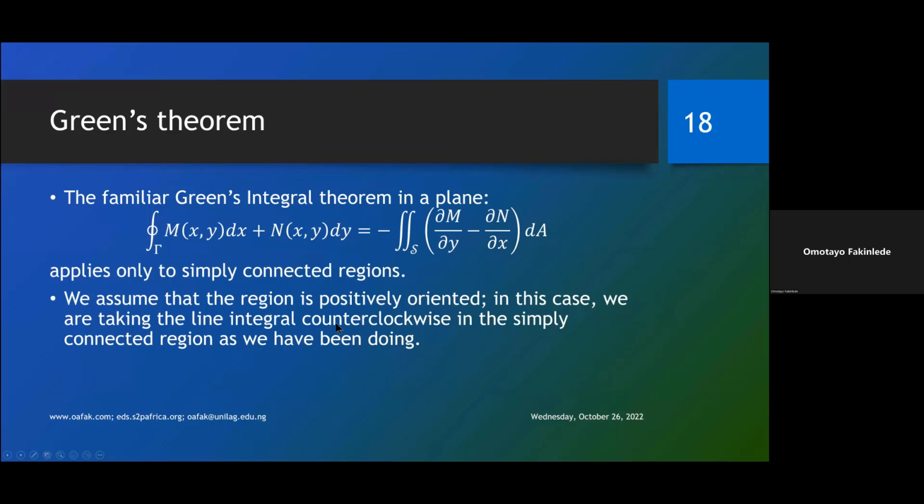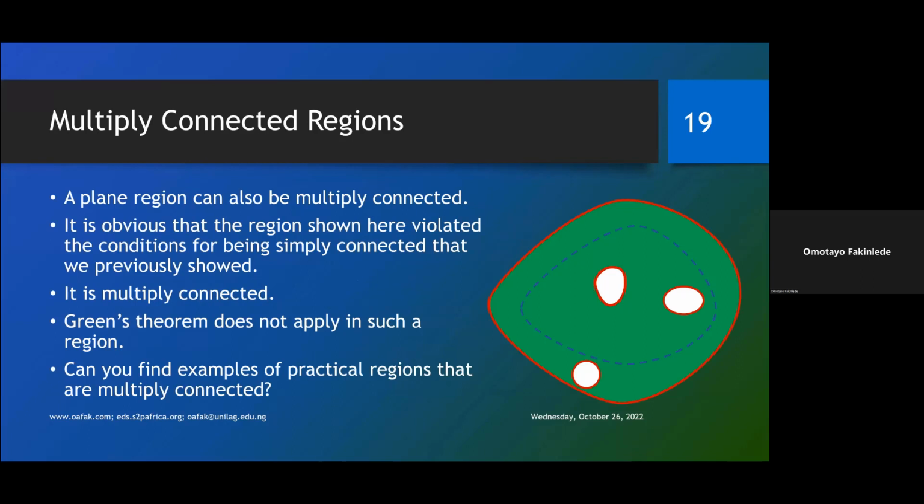Now, take a look at this region. Imagine you have the same region, but there are parts of it that are not part of the region. So there are exclusion zones in the region. If you try to shrink a path to a point, you will pass through this one or this one or both of them. Because these are not part of the region, we say that this region is multiply connected. Green's theorem does not apply in such a region.